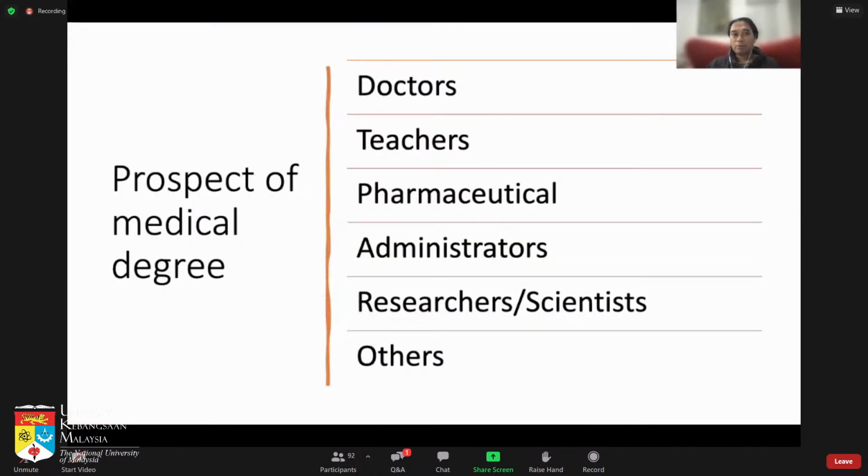These are the prospects of a medical degree, and of course this is true for postgraduate also. Many of you want to become specialists. In undergraduate, they want to become doctors, but now you're doing postgraduate, so you want to become a specialist. But again, there are other things that you have to look at. You can become a teacher like me. You can become a lecturer.